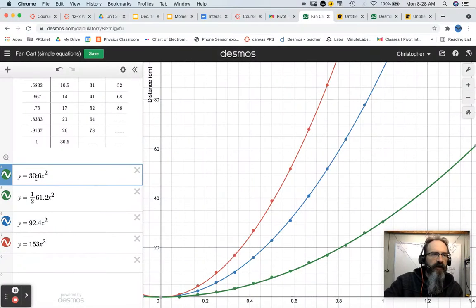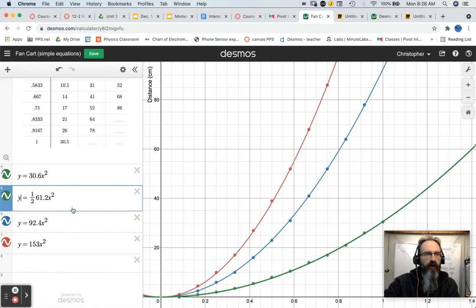your best fit lines look something like this: y equals 30.6 x squared. In this case, I have measured my distances in centimeters and not converted to meters. And I have also not used the form of y equals 1/2 times 61.2 x squared. That 1/2 will play a role here soon. But we can see that both of these are the same. If I turn either one off, it doesn't actually change anything. This green line is just the same either way.